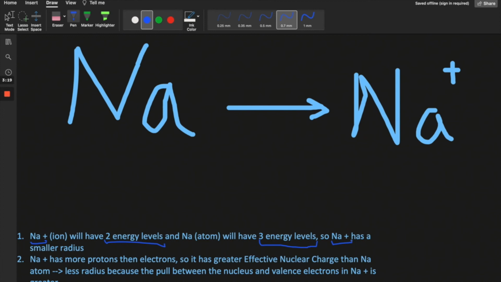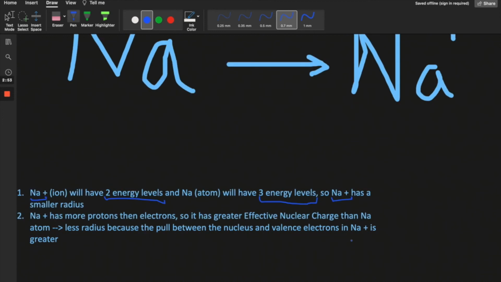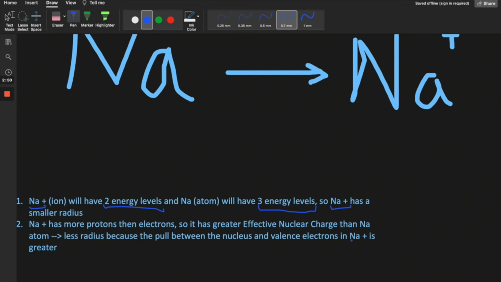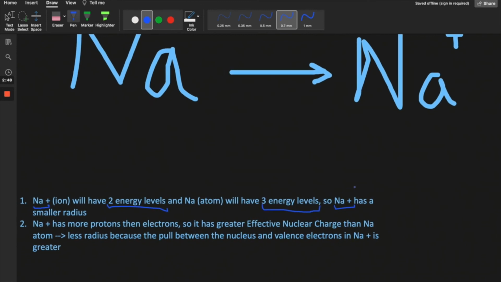As a result, it has a greater effective nuclear charge because the effective nuclear charge subtracts the shielding electrons from the protons. Since the sodium ion has only 2 energy levels, it will have fewer shielding electrons. So it will have more effective nuclear charge, and the pull between the nucleus and the valence electrons will increase and it will be greater in the Na+. As a result, it will have a smaller radius than the normal sodium atom.